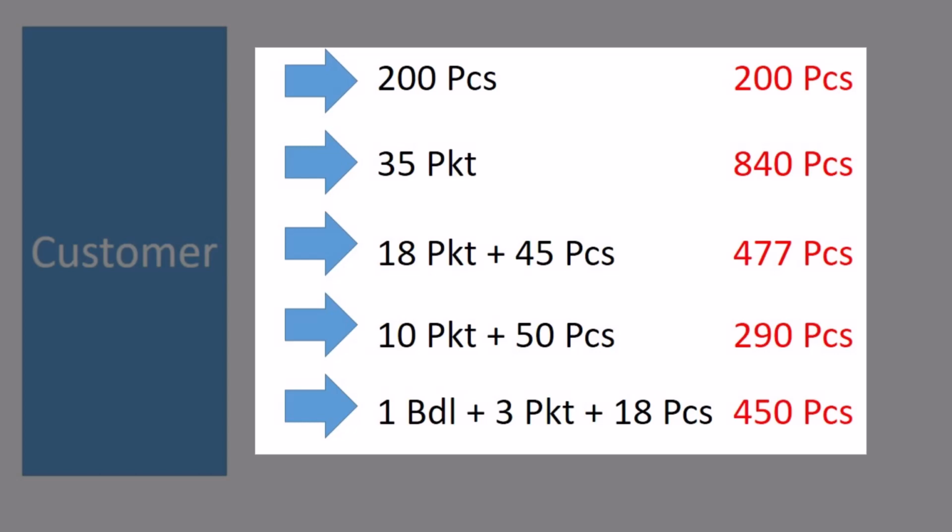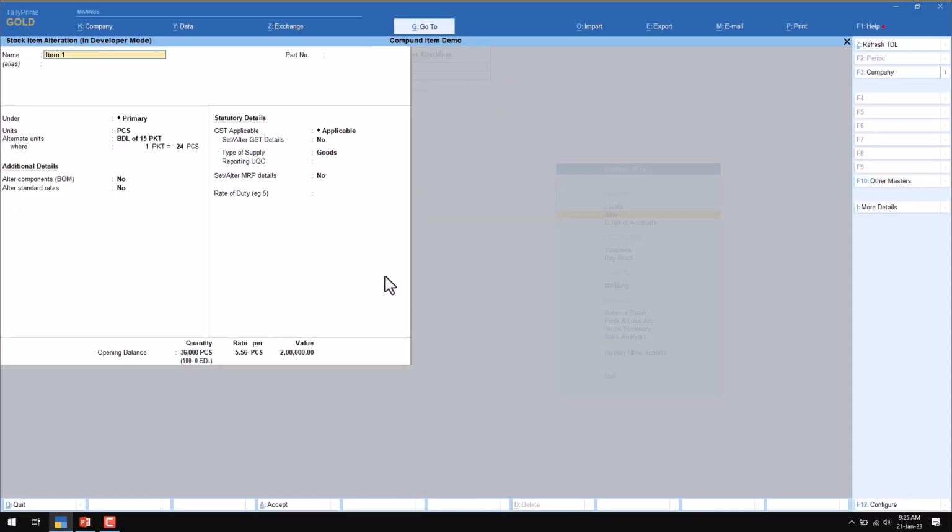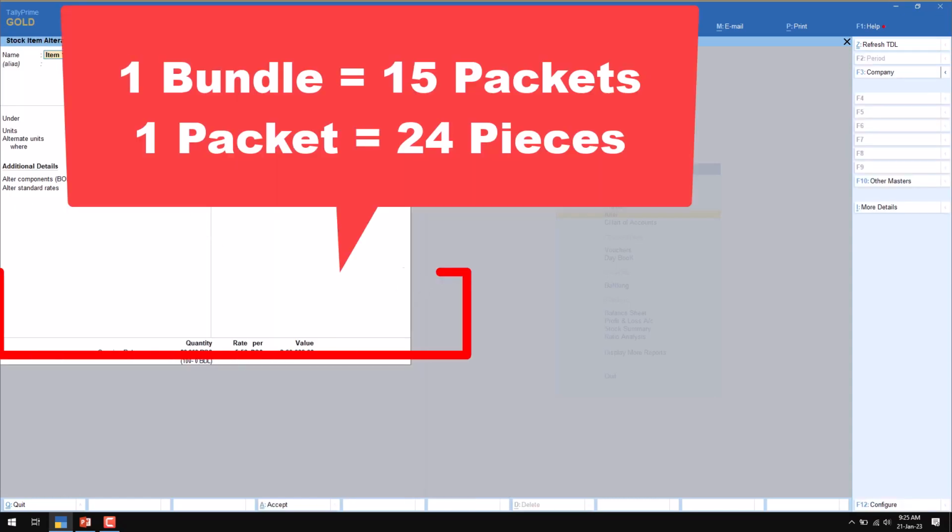Now look at it in Tally. Here we have a stock item. Its unit is pieces, the bundle of 15 packets is a compound unit, and the alternate unit is 1 packet equal to 20.